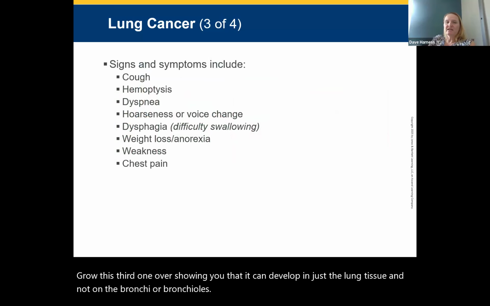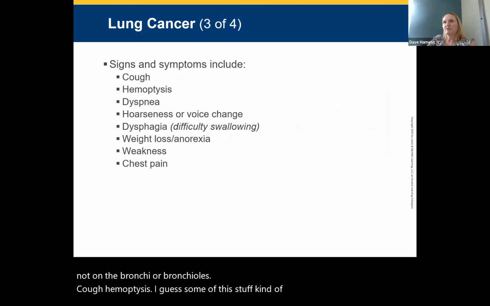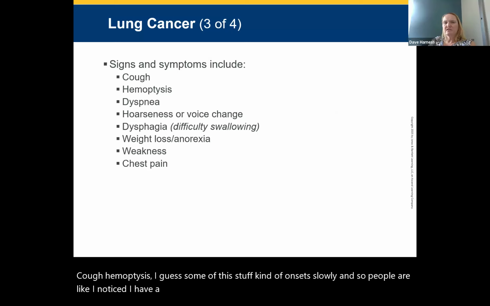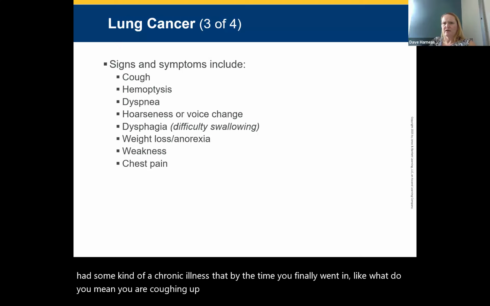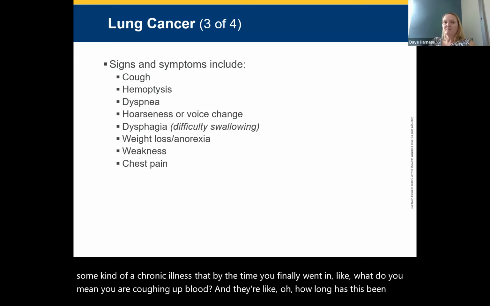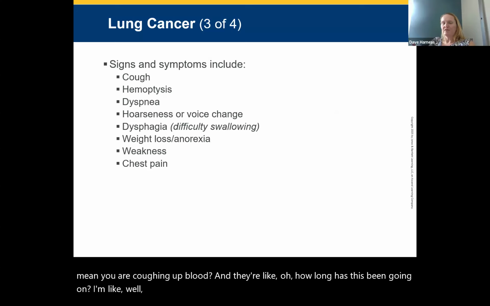Cough, hemoptysis. Some of this stuff kind of onsets slowly. And so people are like, oh, I notice I have a little cough. And then it's a little worse. And we've all probably had some kind of a chronic illness that by the time you finally went in, they're like, what do you mean you are coughing up blood? How long has this been going on? Well, 6 months, because they keep thinking it's going to get better. They don't realize that it's getting worse than it is.